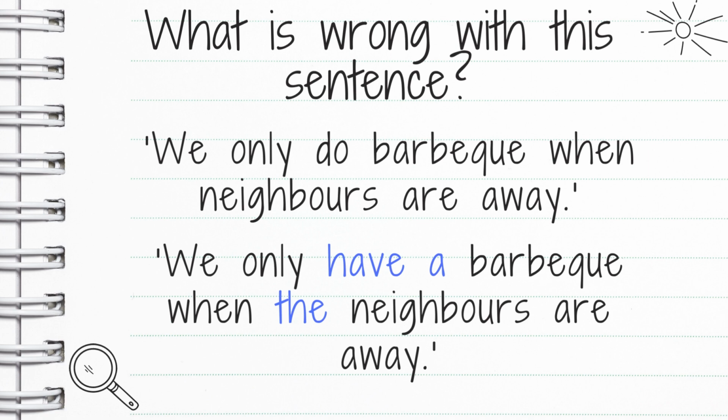We only have a barbecue when the neighbours are away. Okay, so we're missing 3 sight words there. Have, are, and the. See how the sentence flows a bit better? So let's go to the first original sentence. We only do barbecue when neighbours are away. No. So it's we only have a barbecue when the neighbors are away.